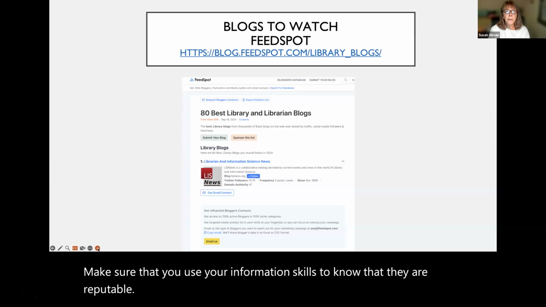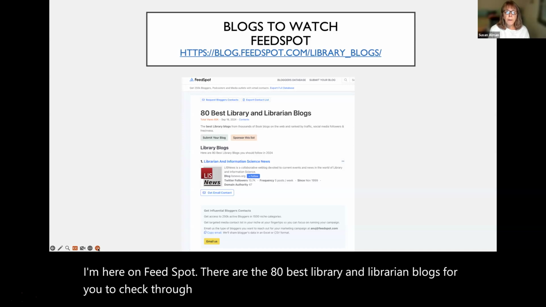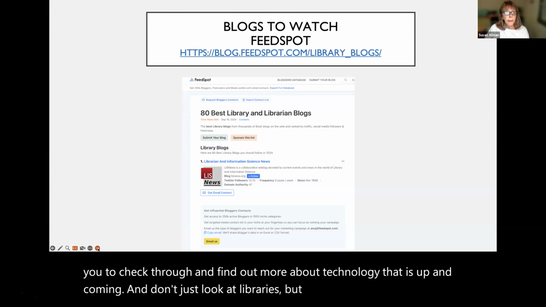Here on FeedSpot, there are the 80 best library and librarian blogs for you to check through and find out more about technology that is up and coming. And don't just look at libraries, but look outwardly at many other different sources.